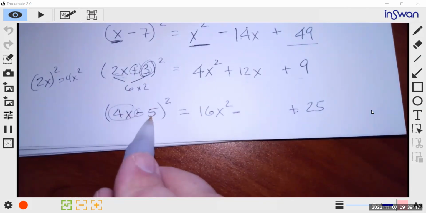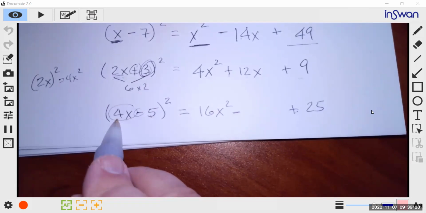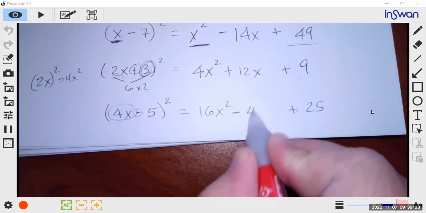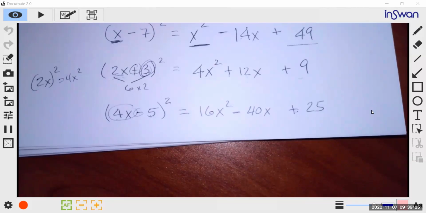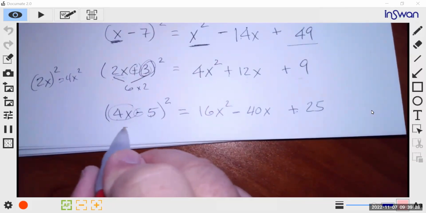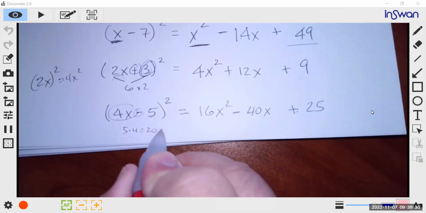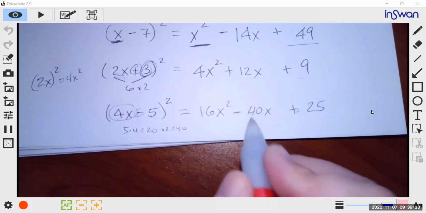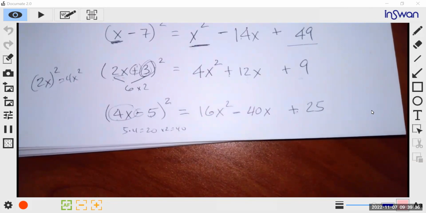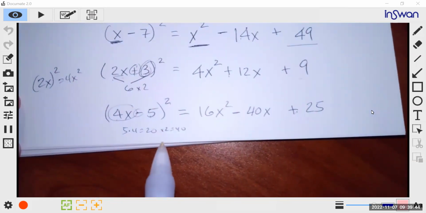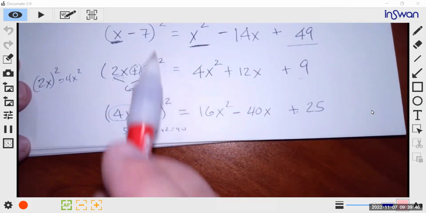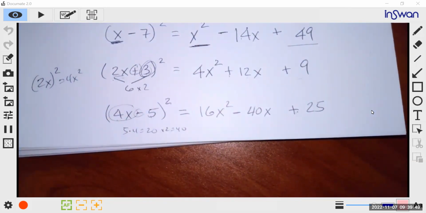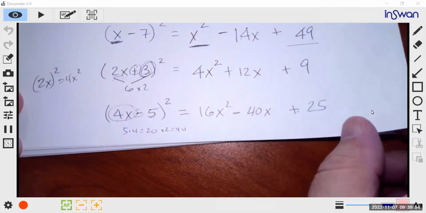Multiply these together. Yeah, 5 times 4 is 20, times 2 is 40x. So 5 times 4 is 20, times 2 is 40. That goes in the middle. So you think you're okay with this? That's one condition for a special product. You have to practice these before, or else you'll forget about them. Do another one, or are you okay?